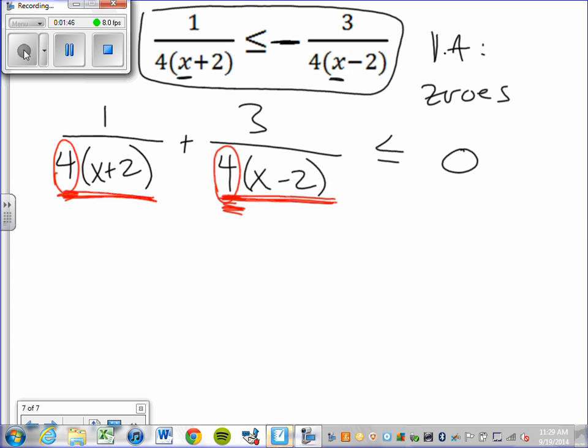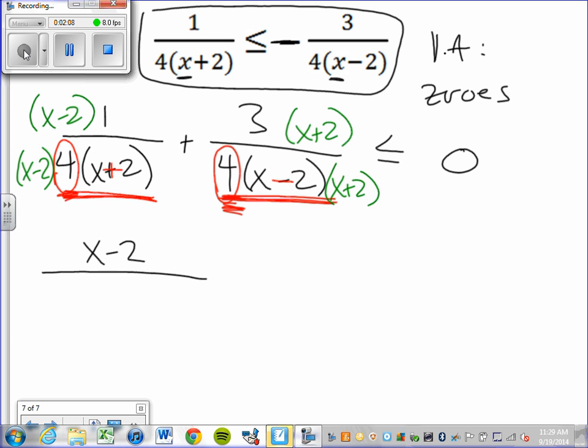So notice the only difference here is that this is x plus 2, and over here we have x minus 2. So I'm going to be multiplying the fraction on the left by x minus 2 on the top and bottom. Over here on the right, I'm going to multiply by x plus 2 and x plus 2. All right, let's see what we get.